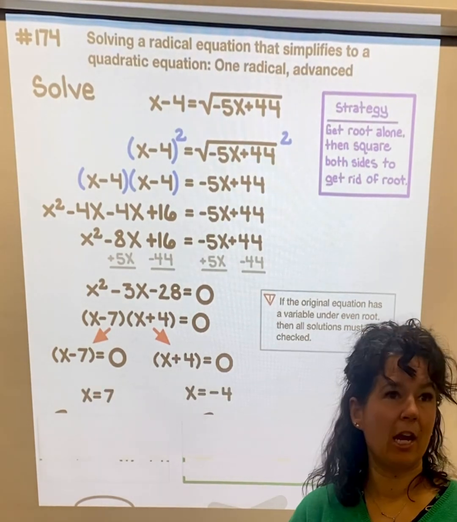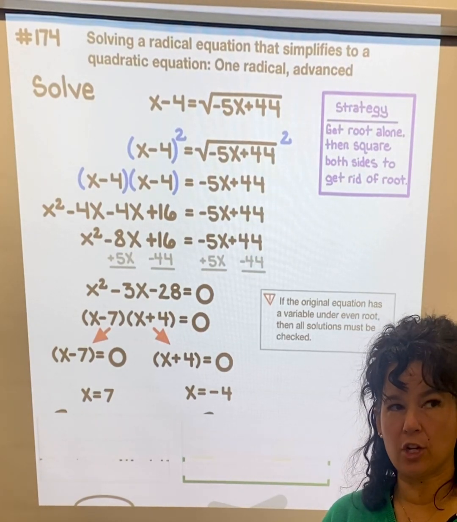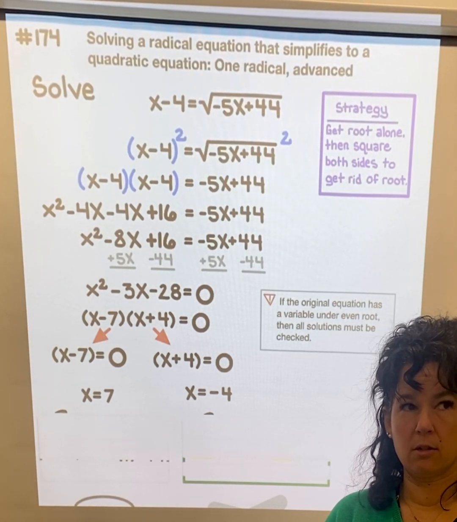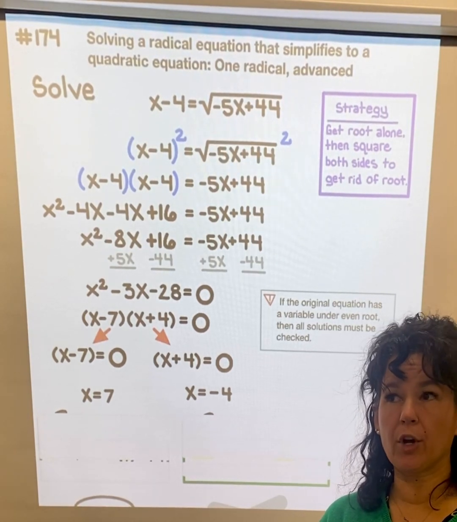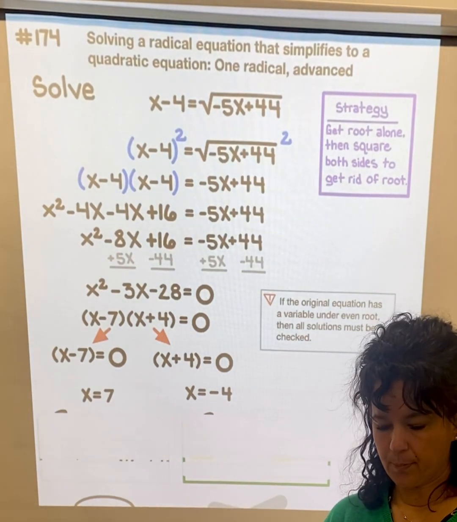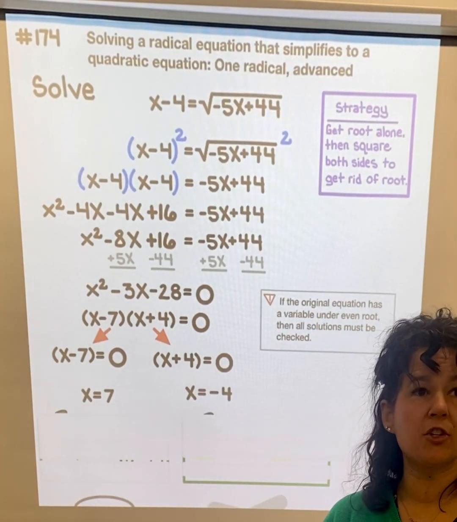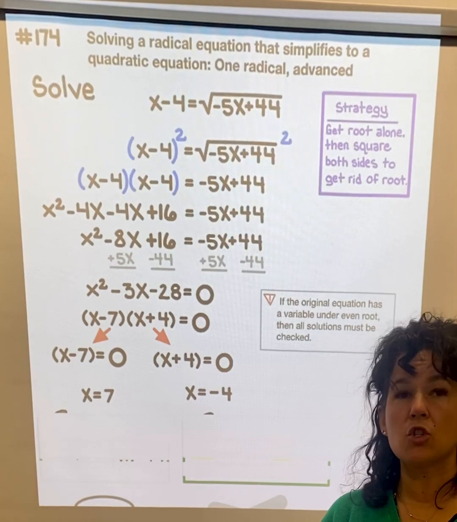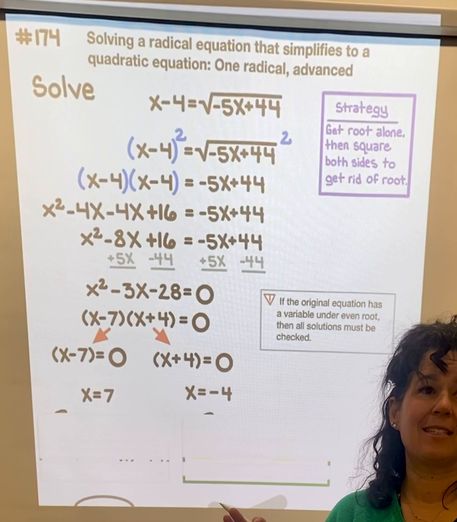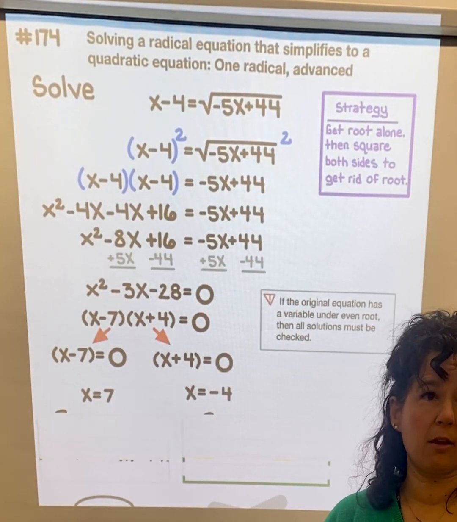Okay, but danger, danger. Anytime your original equation has a variable in the denominator of a fraction, we have to check it because we're worried about dividing by 0. Also, if the original equation has a variable underneath an even root. So if it was a cube root, I would not have to worry about it. But since this is an even root in the original problem, I must verify.